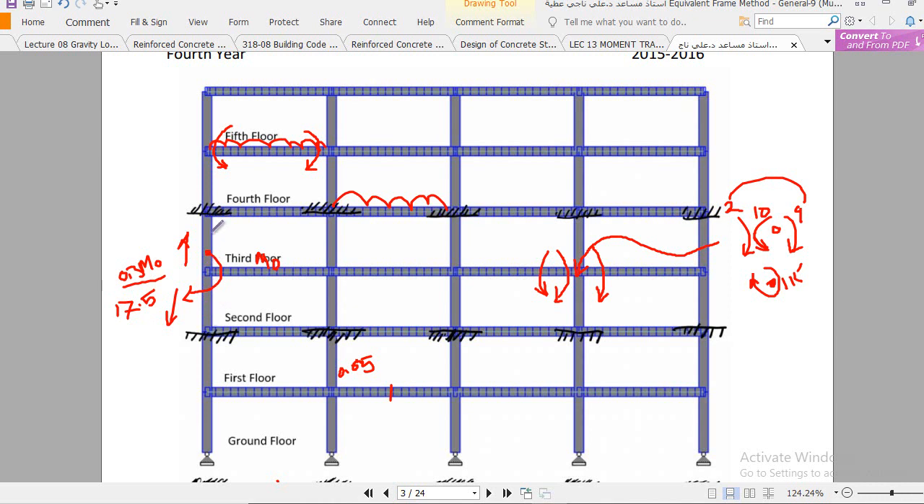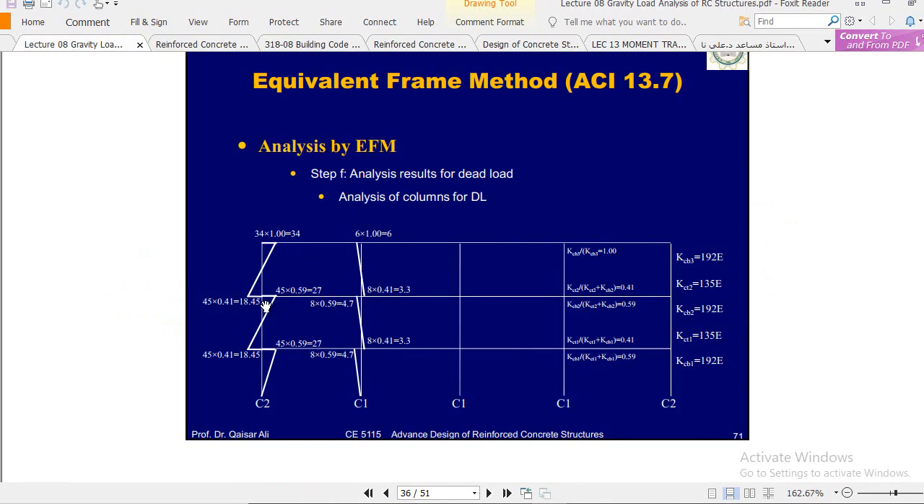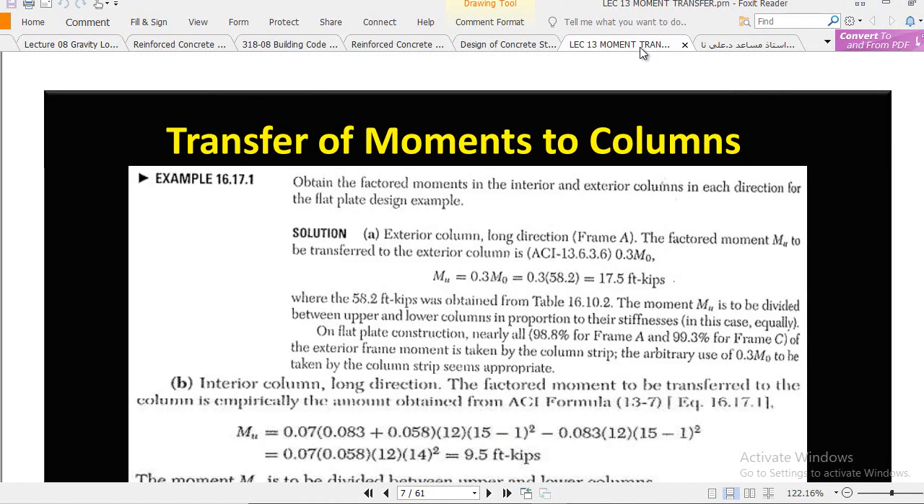It is important, as we did here. That 45 is multiplied with the distribution factor of the bottom column, and similarly that 45 is multiplied with the distribution factor of the top column, and we got 27. So you have to do the same calculation.